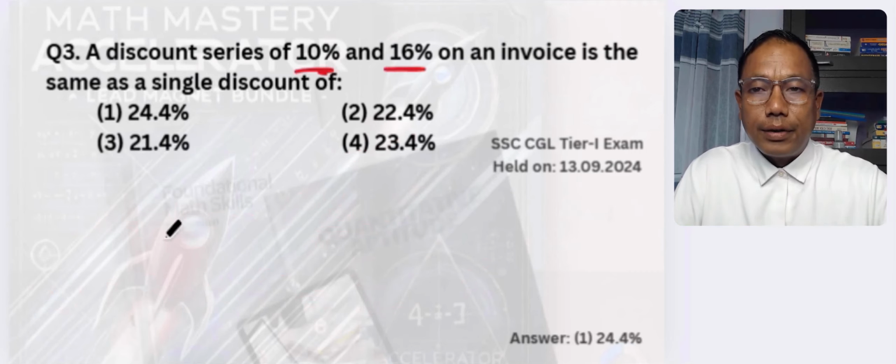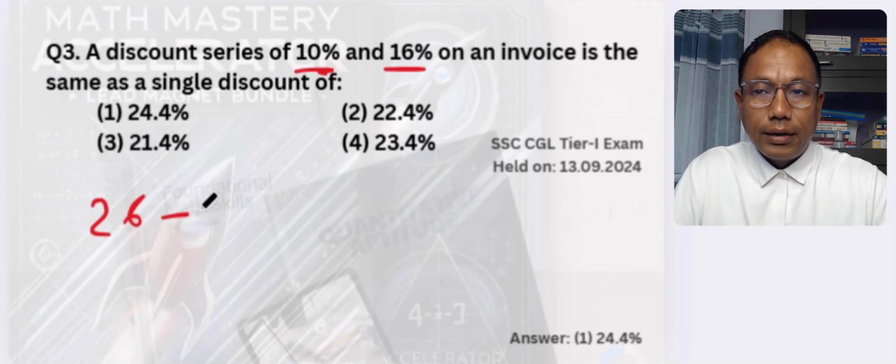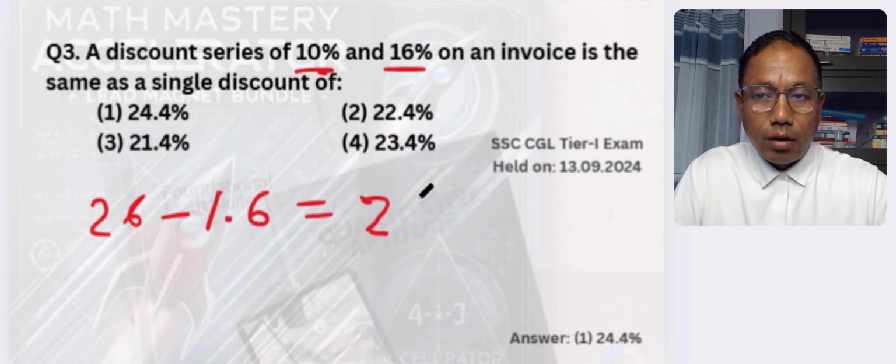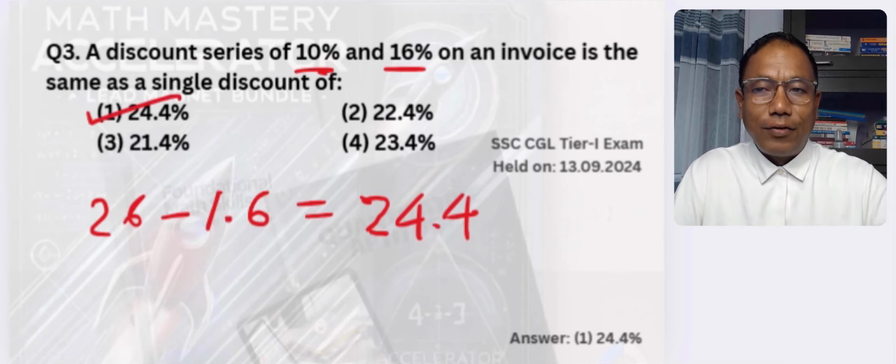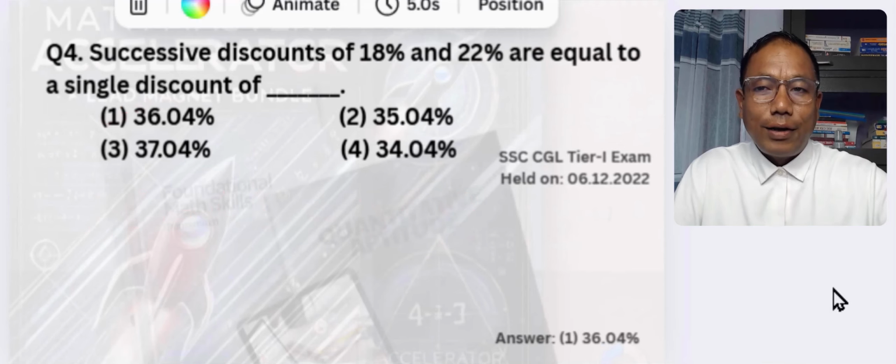10% and 16%. 10 plus 16 is 26. Minus 10 into 16 by 100. 10, 10 cancel. We have 1.6. That is 26 minus 2 is 24. 10 minus 6 is 4. 24.4. Am I too fast? Okay, if you can get it, let's apply a shortcut.